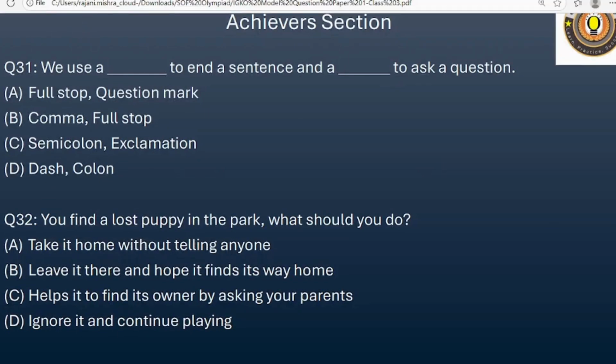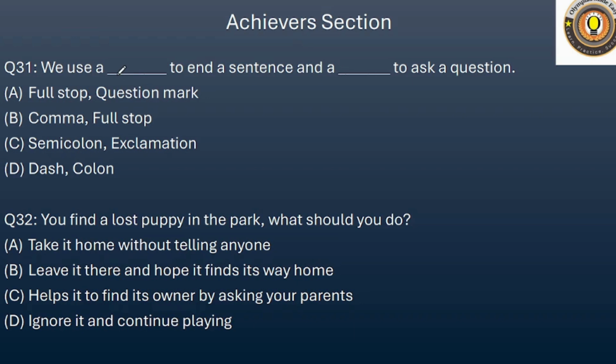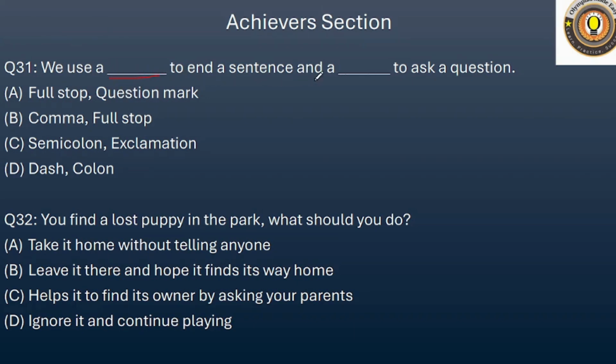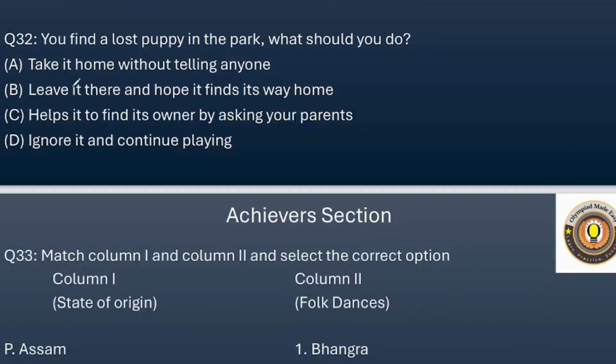Now let's move on to the achiever sections. We use a dash to end a sentence and a dash to ask a question? We use a full stop to end a sentence and a question mark to ask a question. This is your answer. Comma is to pause. Okay, so this will not be the right option. Semicolon, no. Dash, no. So what do you use to end the sentence? That is a full stop. Okay, next question. You find a lost puppy in the park. What should you do? Take it home without telling anyone? No. Leave it there and hope it finds its way home? No.